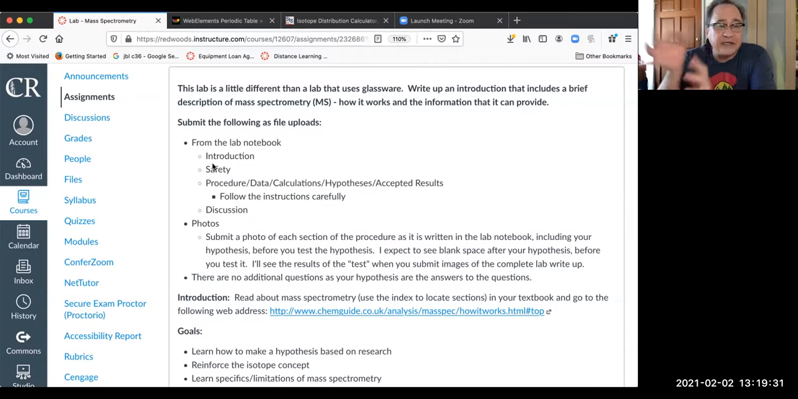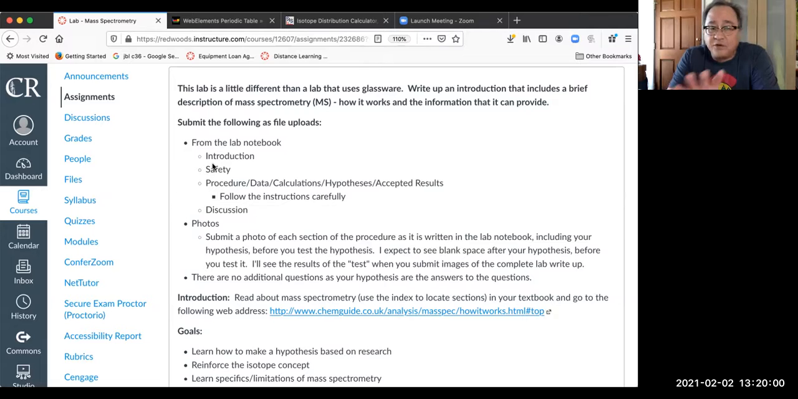You can see that in the lab notebook, you're going to have an intro, safety, and then what looks like a procedure, data, calculations, hypothesis, accepted results section. That's going to be a little weird because it's a mixed jumble. And then you're going to follow it all up with a discussion. And you're going to submit photos of different things as you accomplish them. So you should have your lab notebook with you right now, and we're going to go ahead and get started.